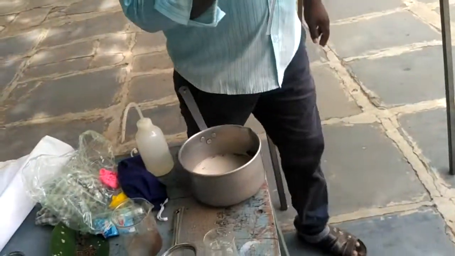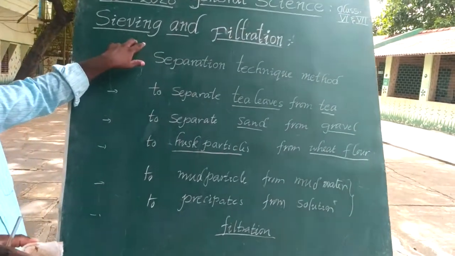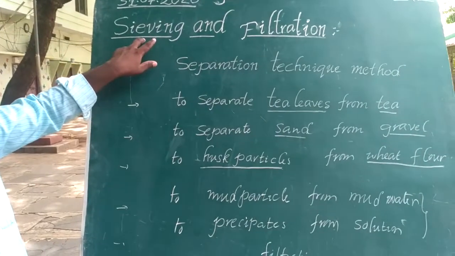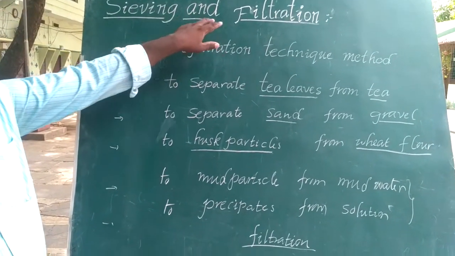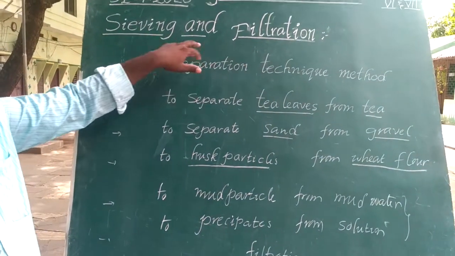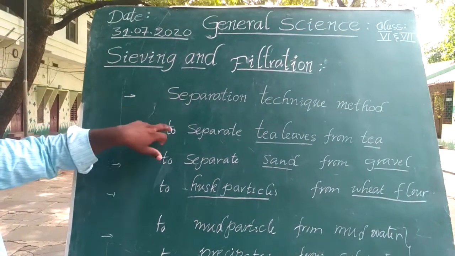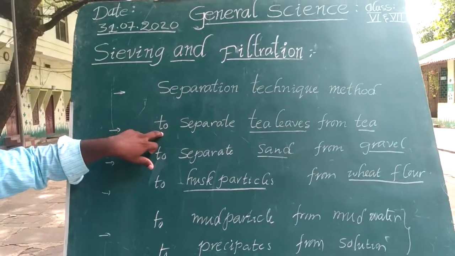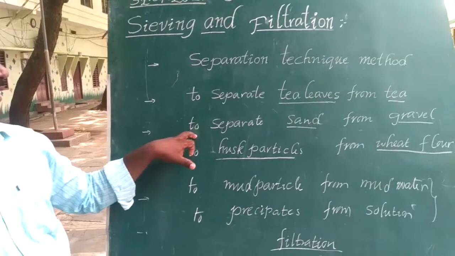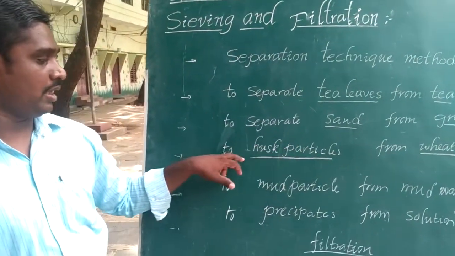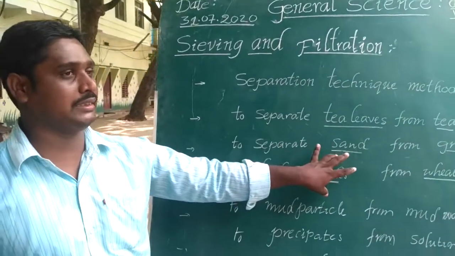Okay students, once again we look at the board. Today what we have learned are the sieving method and the filtration method. Sieving is a separation technique method. This method is adapted to separate tea leaves from tea, sand from gravel, and husk particles from wheat flour, and so on.